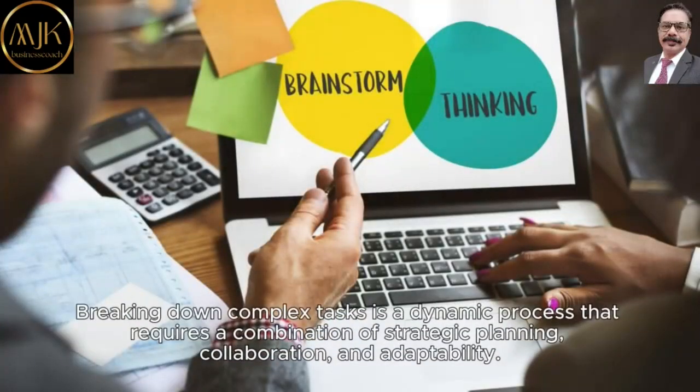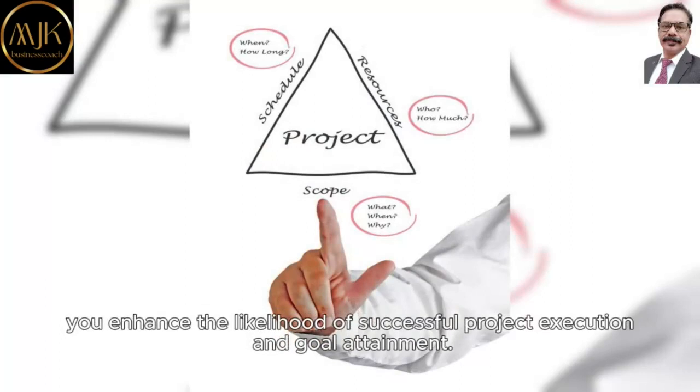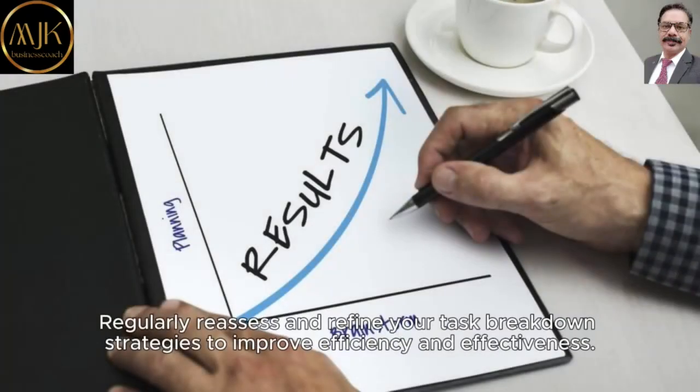Breaking down complex tasks is a dynamic process that requires a combination of strategic planning, collaboration, and adaptability. By systematically breaking tasks into manageable components, you enhance the likelihood of successful project execution and goal attainment. Regularly reassess and refine your task breakdown strategies to improve efficiency and effectiveness.